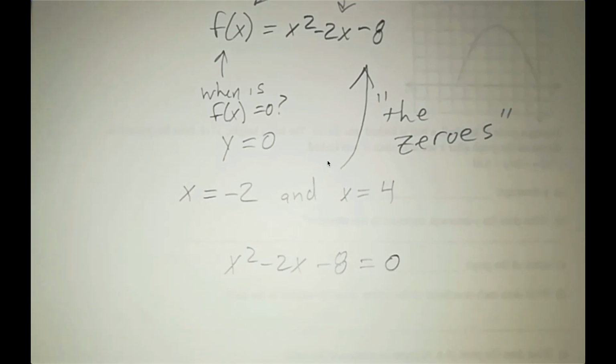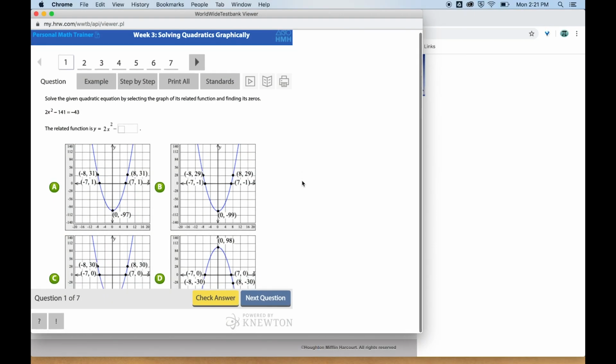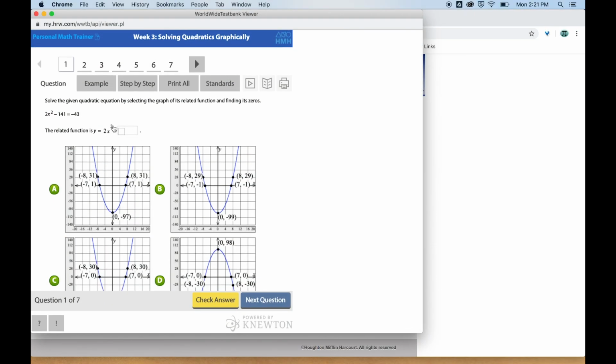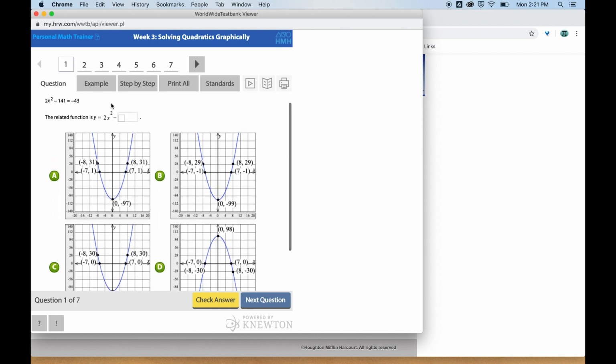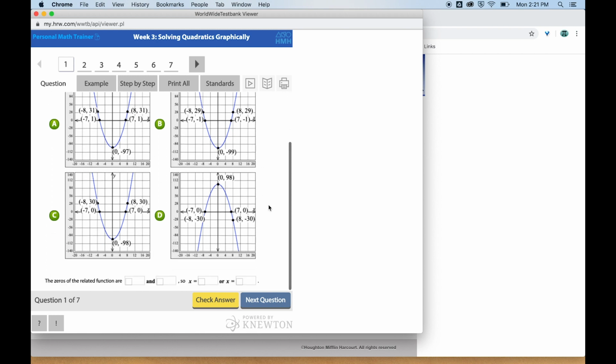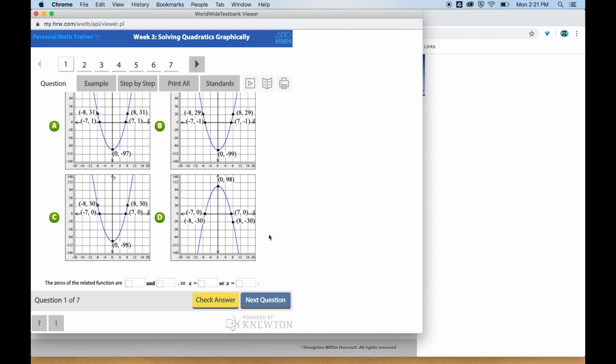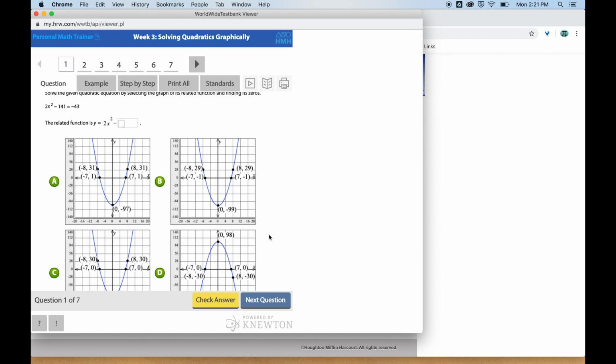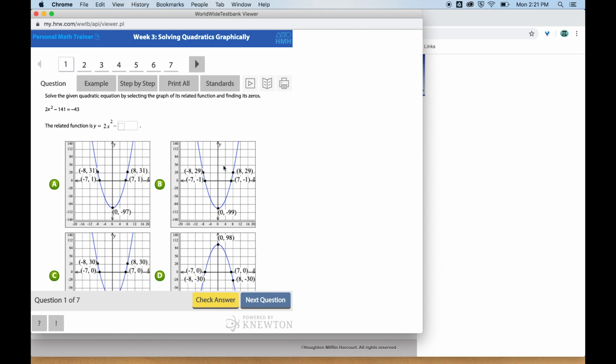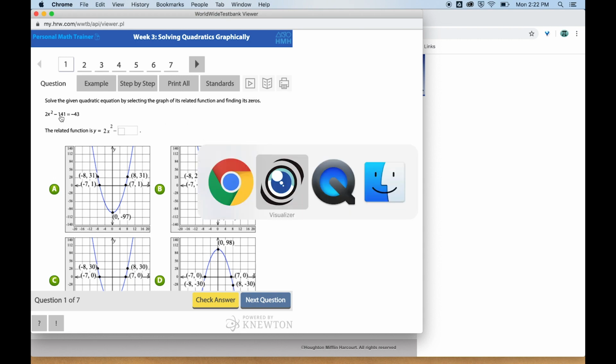So let me go ahead and show you a problem on HRW. Question 1 here says solve the quadratic equation by selecting the graph of its related function and finding its zeros. So we're going to have to create the related function and then select the graph. And then we're going to have to say what the zeros are and the answers are, which you might think, whoa, that's a lot of information. But you'll see there's a lot that is the same when we get there. Let me write this down on my paper here.